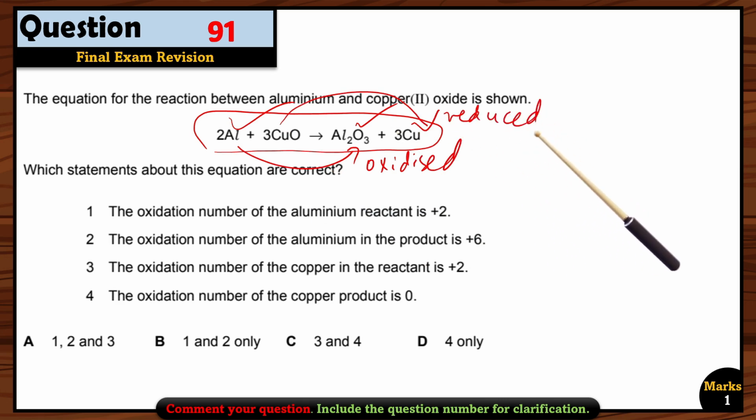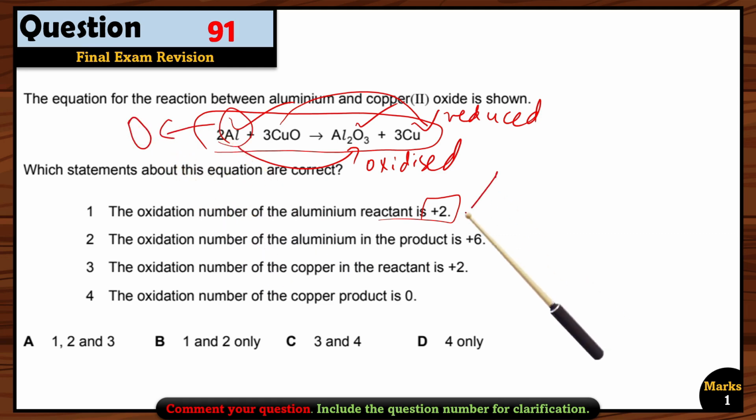Now let's see the oxidation numbers. The oxidation number of aluminium in the reactant is +2. We have to check. Now, aluminium is in the form of the element, right? Whenever anything is present in the form of an element or in the form of a molecule but not in a compound, its oxidation state is always 0. So this statement is wrong.